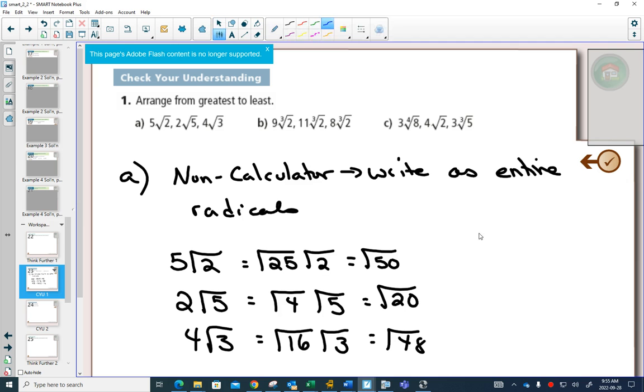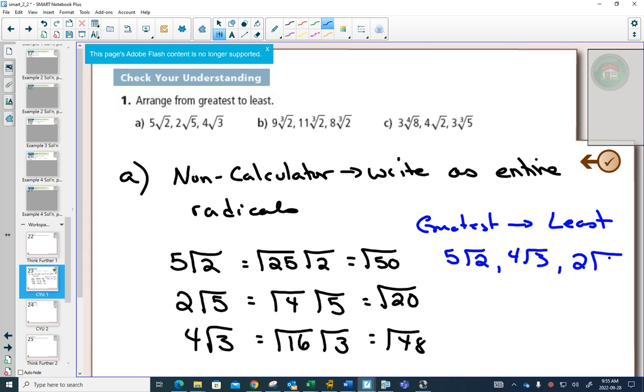So if we were writing from greatest to least, the greatest one would be 5 root 2, then 4 root 3, and then finally 2 root 5.